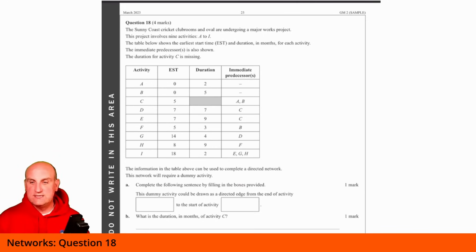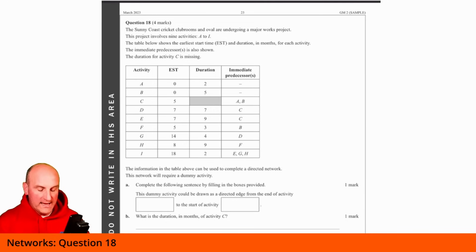The Sunny Coast Cricket Club Rooms and Oval are undergoing a major works project. This project involves 9 activities, A to I. The table below shows the earliest start time and duration in months for each activity. The immediate predecessor is shown. Is missing. Right, complete the following sentence by filling in the box. The dummy activity could be drawn, right, again.